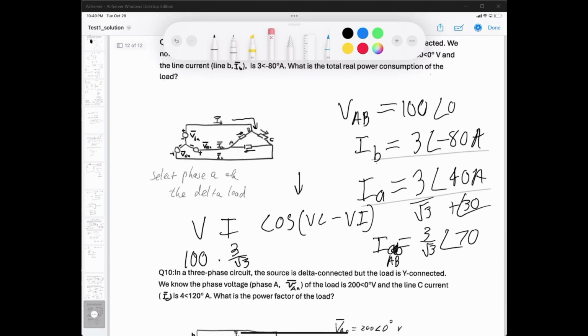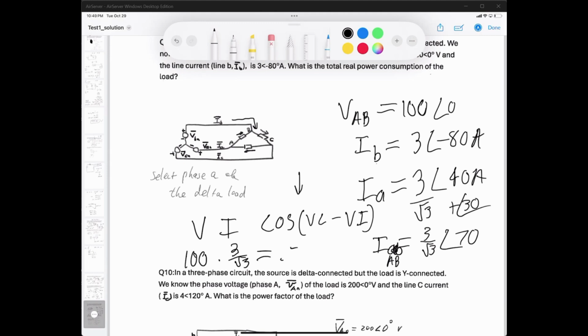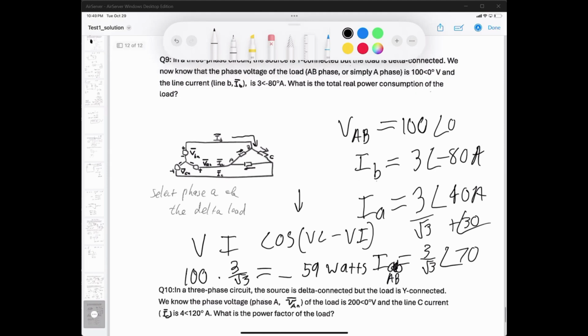Okay. This times the power factor of 0.34. I got 59 watts. That's across a single phase, so the total real power is just going to be 59 times 3, which is approximately 180 watts. Cool.